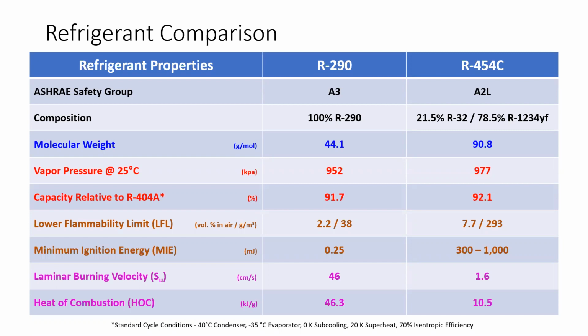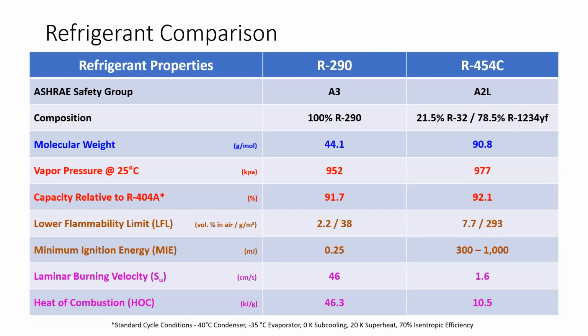In red, I've highlighted a couple of thermodynamic properties, the vapor pressure and the capacity of the refrigerants. Here you see that they are very close, so we don't believe these played a major role in the results we're finding. Where there are bigger differences is the flammability parameters. In brown, I've highlighted the lower flammability limit, or LFL, and the minimum ignition energy, or MIE. These values are much higher for R454C than for propane.